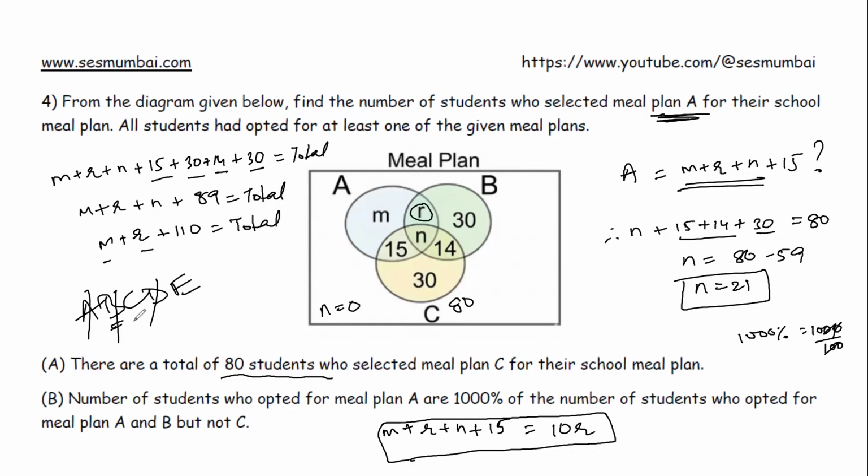So now when we take both statements together, we get M plus R plus 110, which is the total. And we get N as 21, right? When we take both together. Therefore, M plus R plus 21 and 15, which is 36, is equal to 10R, correct? That is basically your A. So A is also 10R. So then we get M plus 36 is equal to 9R. This is what we get.